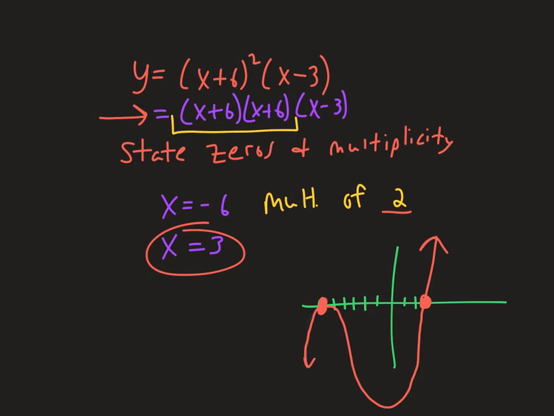And you can tell by looking at the graph, if the graph crosses through it, it would be an odd multiplicity. But if the graph just kind of comes up and just kisses the axis there, barely touches and goes back down, then it's going to be an even multiplicity.